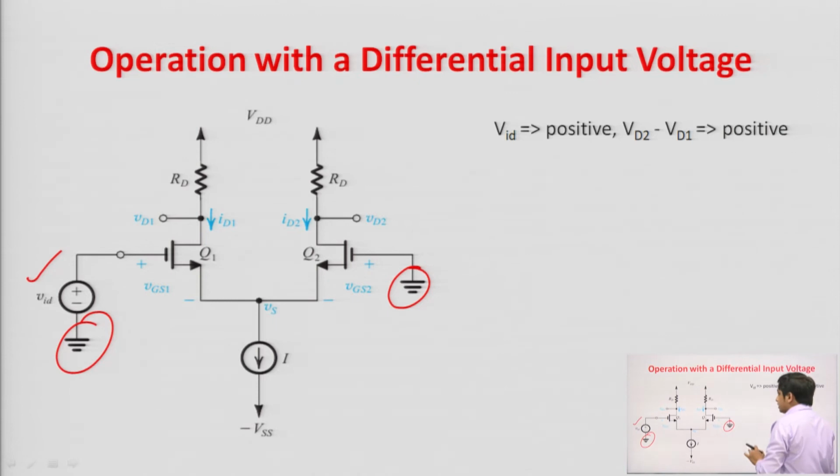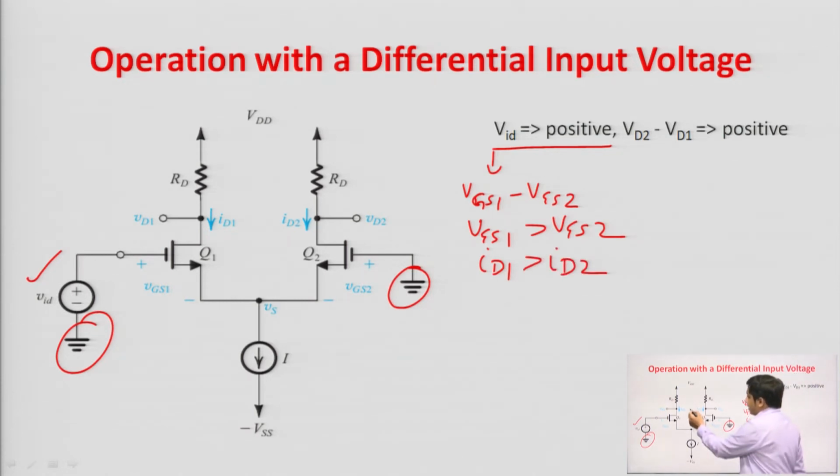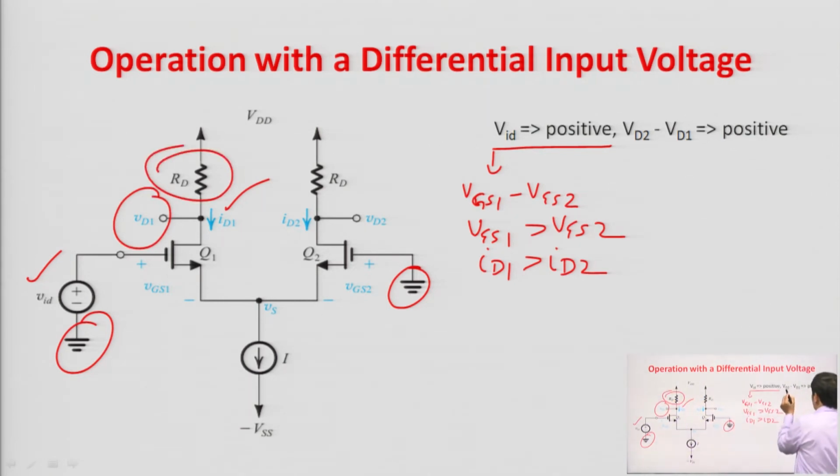Now, we can understand the working. Now, see, if VID is positive, and what is this VID? VID is VGS1 minus VGS2. So, if VID is positive, it means that VGS1 is greater than VGS2. If VGS1 is greater than VGS2, then the drain current of Q1 transistor will be greater than the drain current of Q2 transistor. So, if ID1 is greater, then VD1 will be less, because there will be more drop across RD. So, that means that VD2 minus VD1 will be positive, because VD1 will be less. Similarly, if VID is negative, then VD2 minus VD1 will be negative. From here we can understand it.